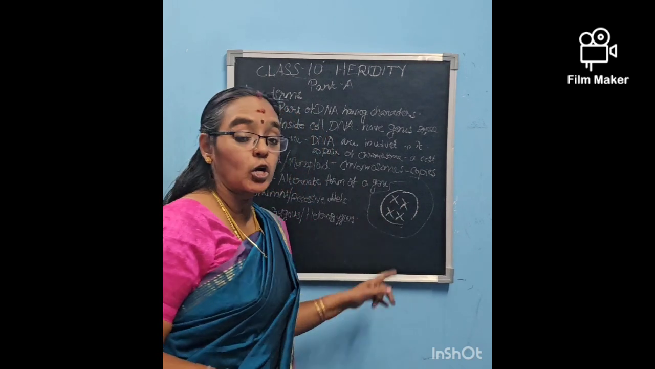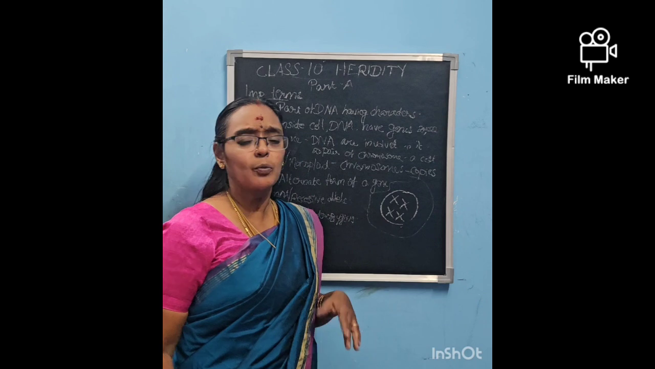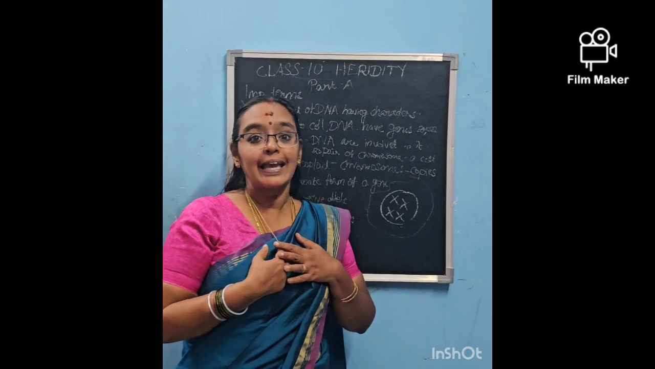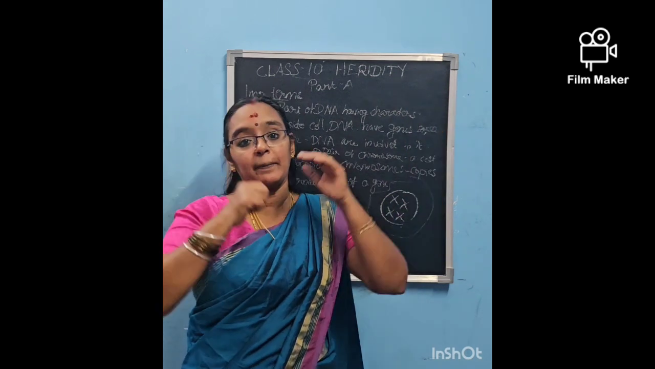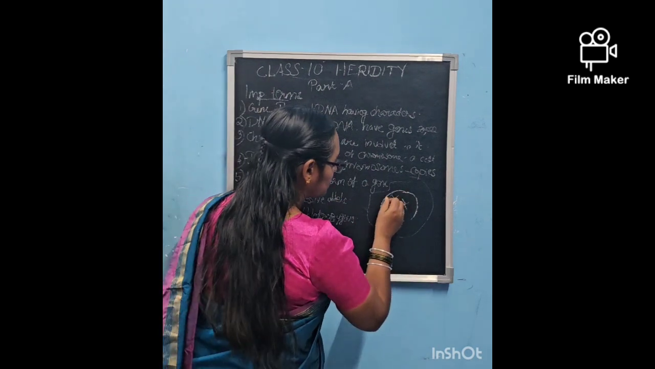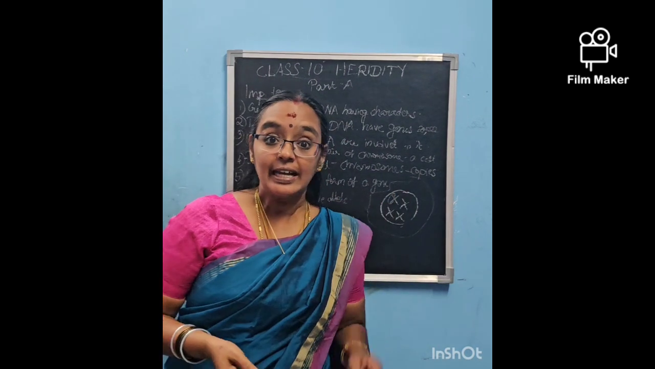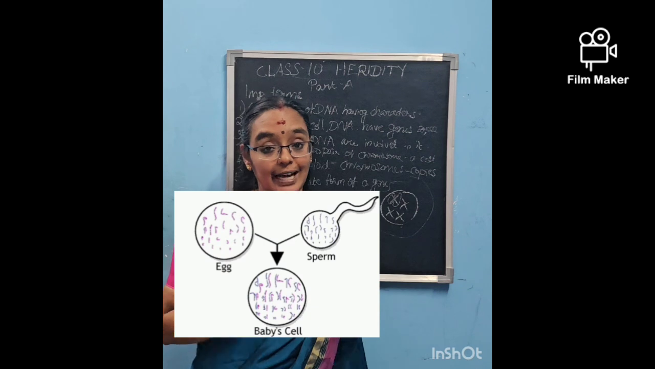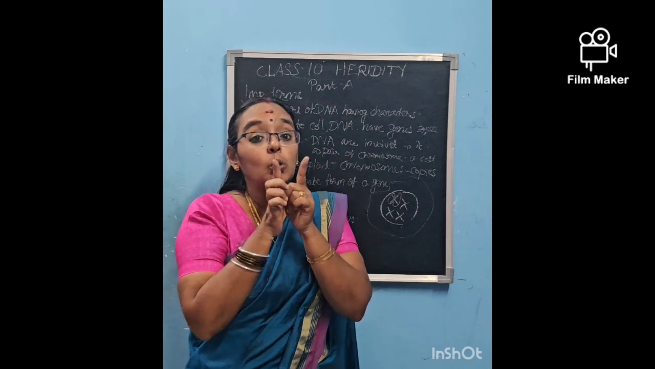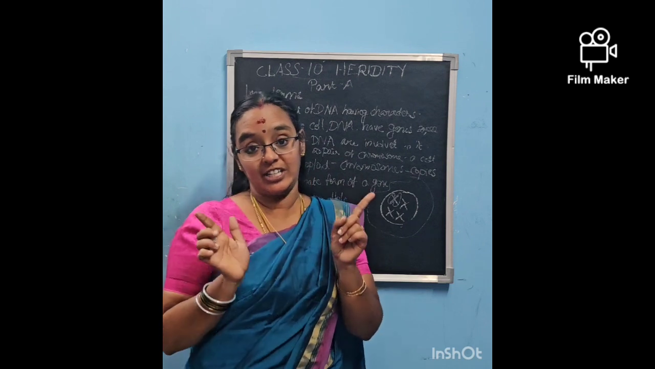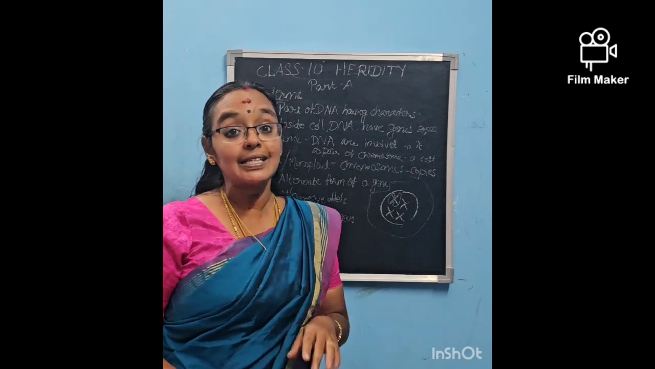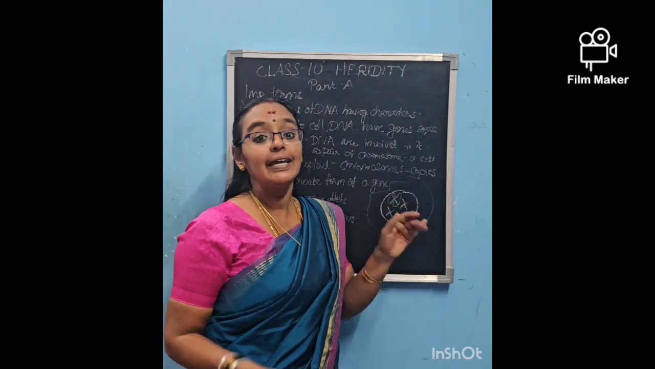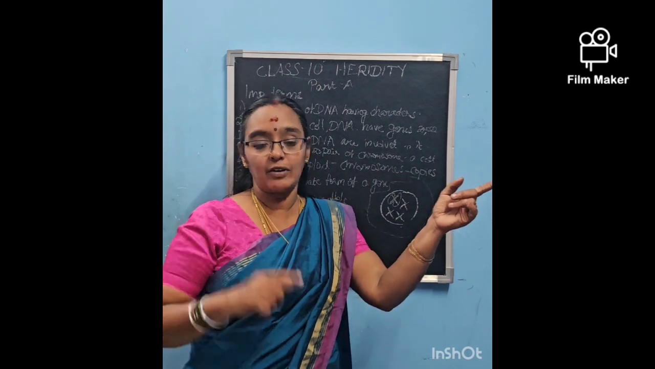Why are the chromosomes in pairs? The reason is I am getting my characters from my father as well as from my mother. One chromosome strand, or DNA strand, is from my father and another DNA strand is from my mother. That's why I have two strands, or we can say the diploid condition of chromosomes is present in each cell. One from father and one from mother.